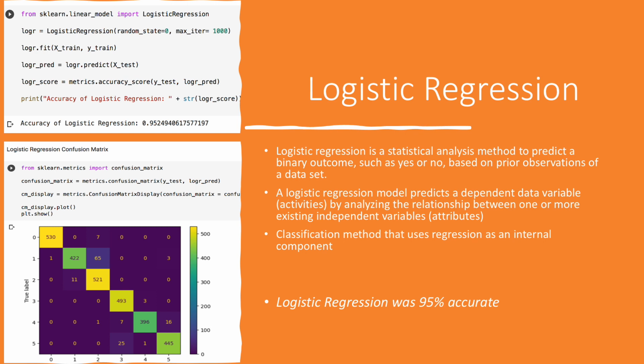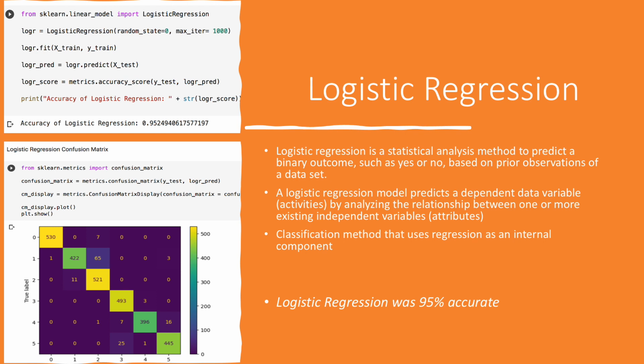Next, we will look at our logistic regression classifier. Logistic regression is a statistical analysis method to predict a binary outcome, such as yes or no. In our case, it's our different activities based on prior observations of a data set, and that's our training data. A logistic regression model predicts a dependent variable, again our activities, by analyzing the relationship between one or more existing independent variables, again our attributes.